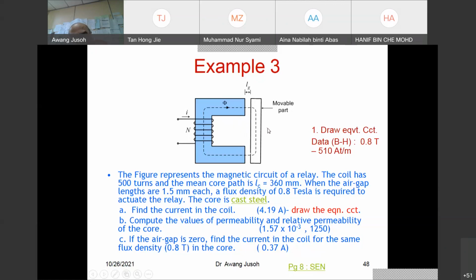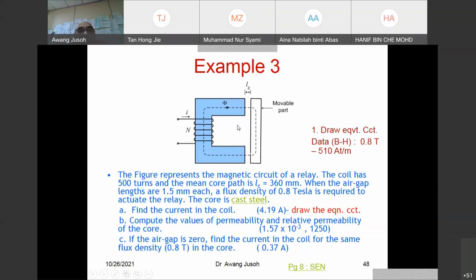Depending on the application, some relays without energization are closed, and when you energize, they open. So it depends on the relay. But in this example, when we energize, it will close. We will attract the movable part, so it becomes a closed circuit. And when you de-energize, it is normally open circuit.